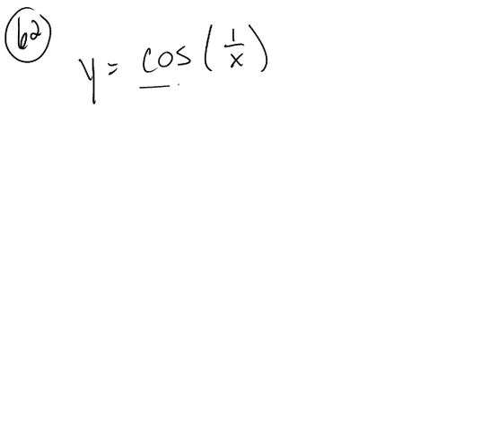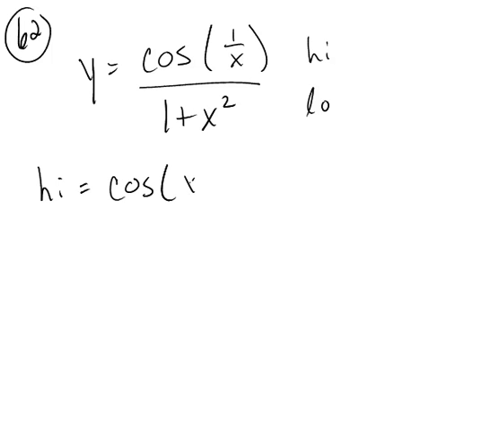Okay, section 3.7, number 62. You're told that y is equal to the cosine of 1 over x, and you want to divide that by 1 plus x squared. All right, so this is like your high and your low, right? So we might want to just say our high is going to be equal to the cosine of x to the negative 1. Everybody okay with x to the negative 1 power? Because 1 over x, right?